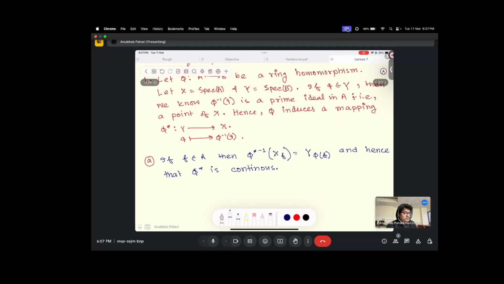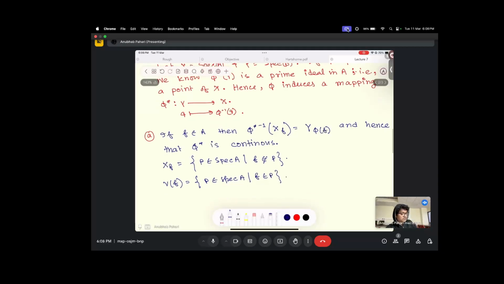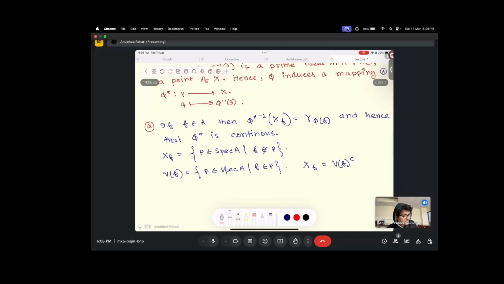So what I'm trying to say is that X_f is the set of all prime ideals in Spec A such that f doesn't belong to P. Now if you remember correctly, V_f is the set of prime ideals in Spec A such that f belongs to P. So it turns out, and it is quite trivial to observe, that X_f is the V_f complement, and we know that these V_f are closed sets in Spec A. So X_f is open in X.